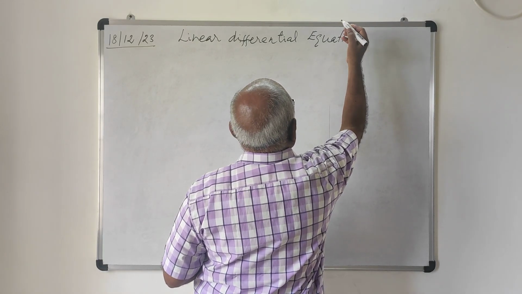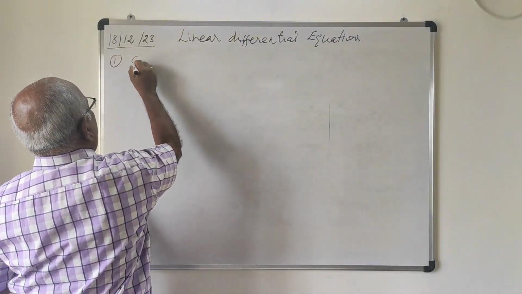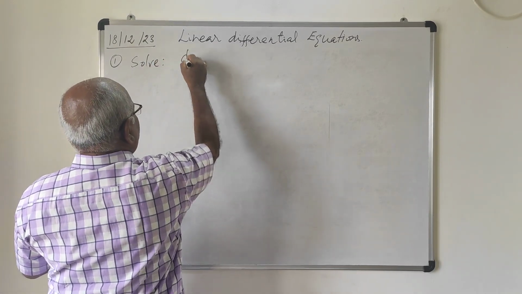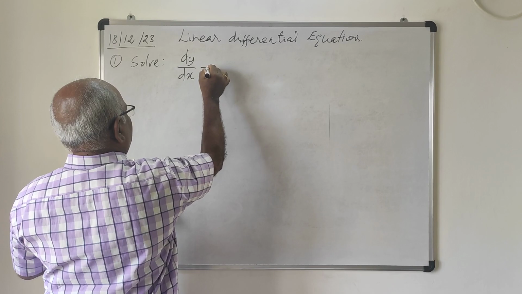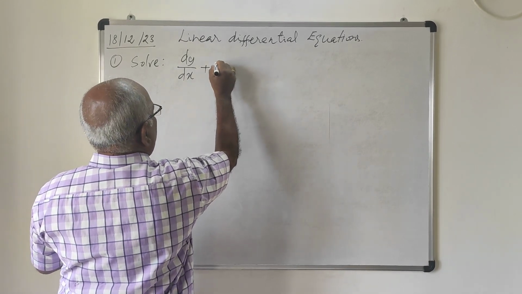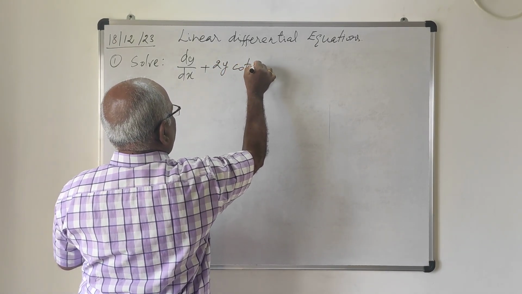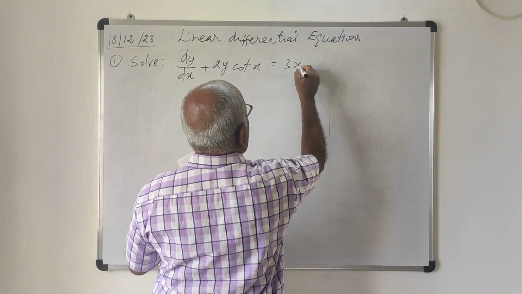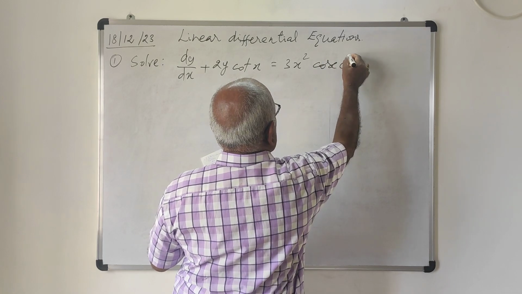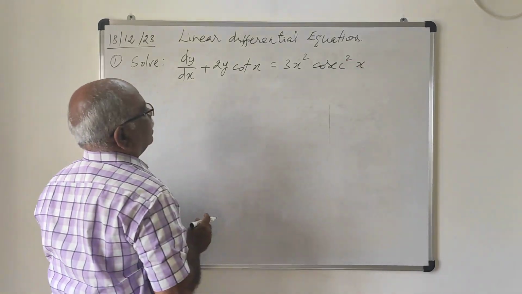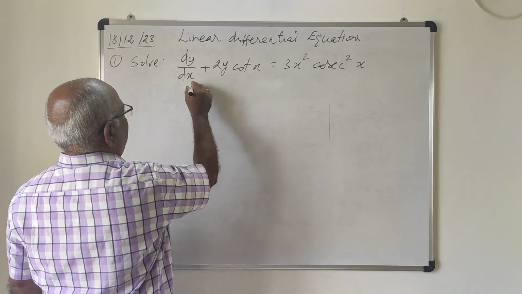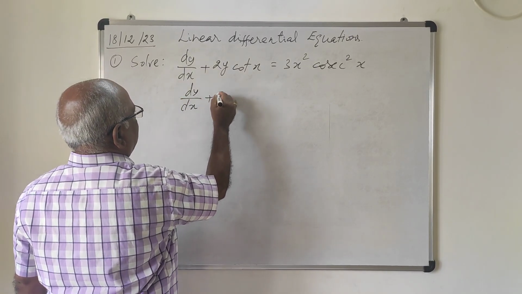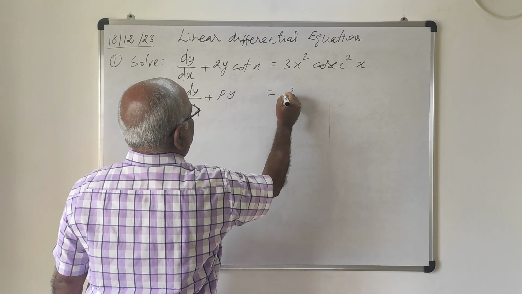Solutions of these equations. First problem, solve dy by dx plus 2y cot x equal to 3x square into cosecant square x. So this is the form. This equation is of the form dy by dx plus py equal to q.